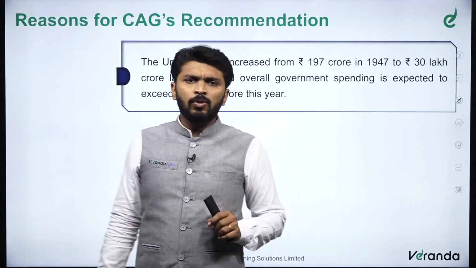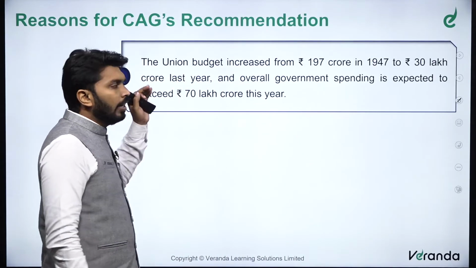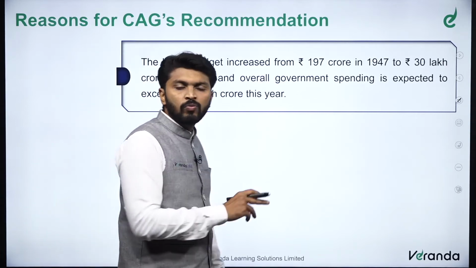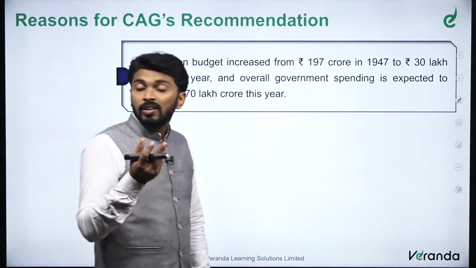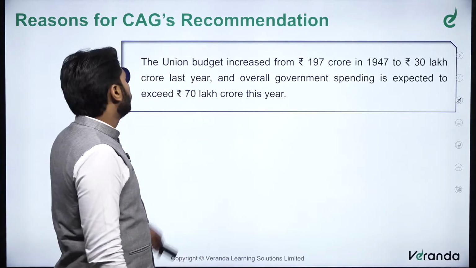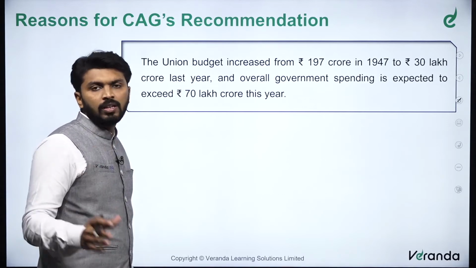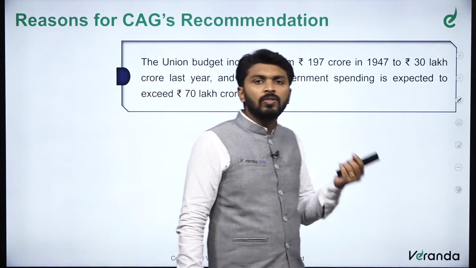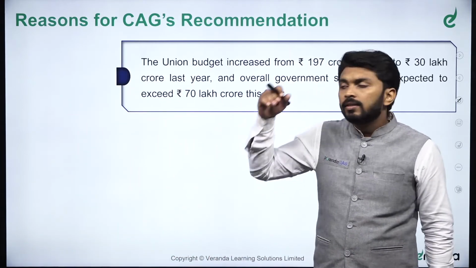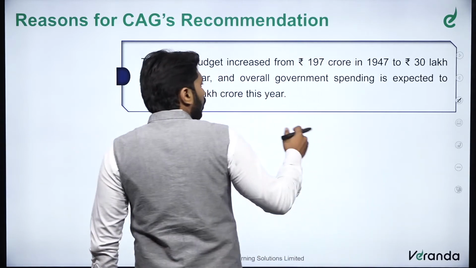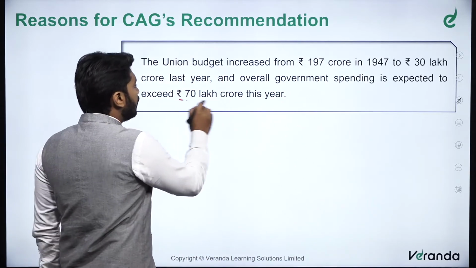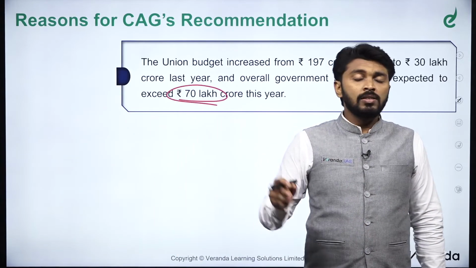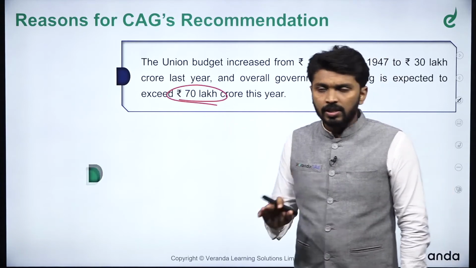So what are the reasons for such a recommendation made by CAG? In 1947, the total monetary value of the Indian budget was rupees 197 crore. Only 197 crore. Now, last year, the total budgetary amount of the Indian government was rupees 30 lakh crore. So our budget has grown from 197 crore to 30 lakh crore, and the overall government spending is expected to exceed 70 lakh crore this year. So this is a huge leap from the last 70 years.